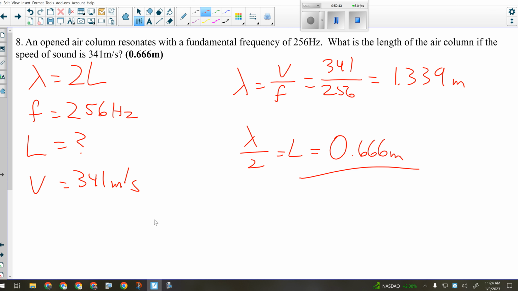We will talk more about that tomorrow, and then we'll do Doppler effect on Wednesday.